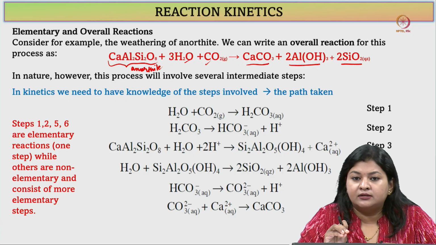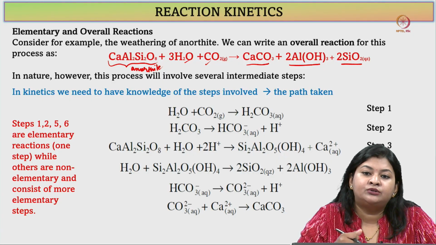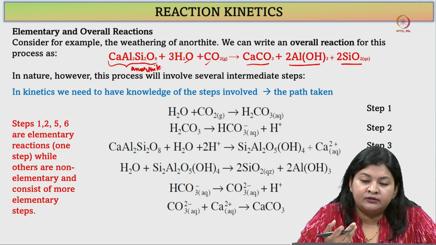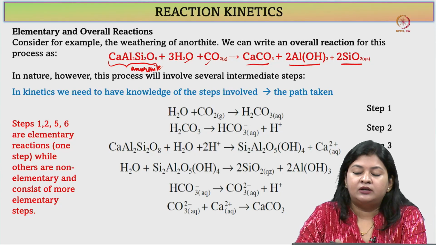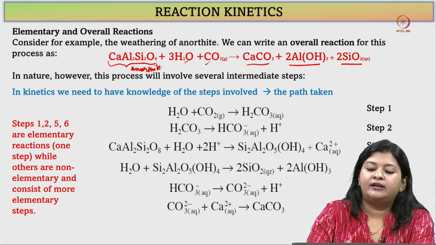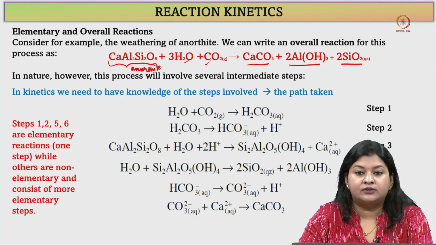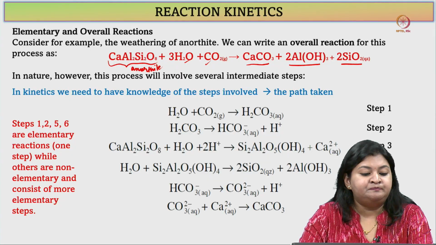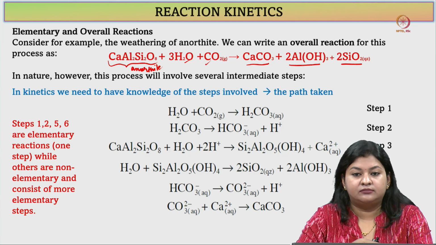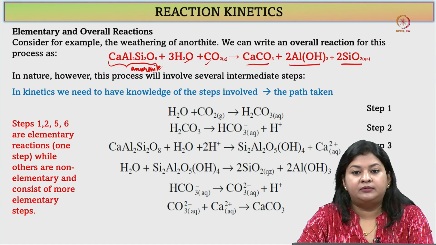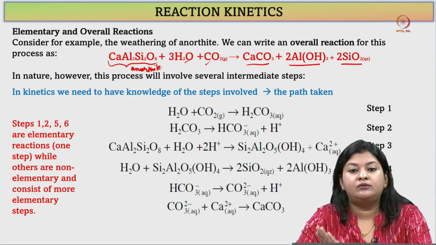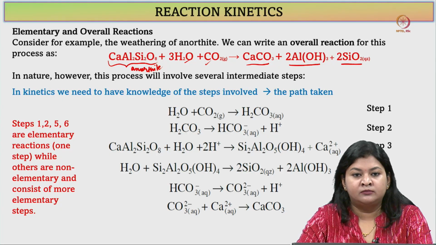Quartz is very difficult to weather further; it is a very hard and stable mineral on Earth's surface. These minerals are very stable, so it is very difficult to weather them, like quartz and all. Now, this is my overall reaction: anorthite weathering to calcium carbonate, aluminum hydroxide and quartz. This is the overall reaction.